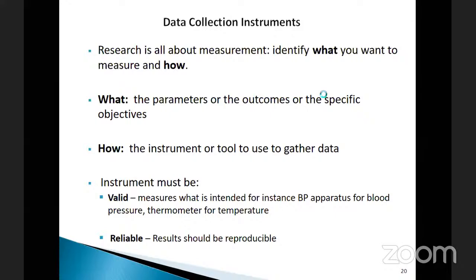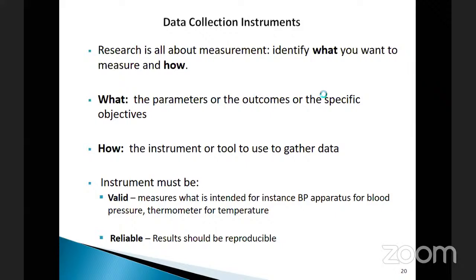I see some people, maybe they want to study prescription pattern in a hospital, and they are constructing a questionnaire and giving people questionnaires to fill. A questionnaire cannot give you prescription pattern. It's not a valid method. The valid method for you to assess prescription pattern is to get the actual prescriptions, and then you can use the standards to evaluate them.